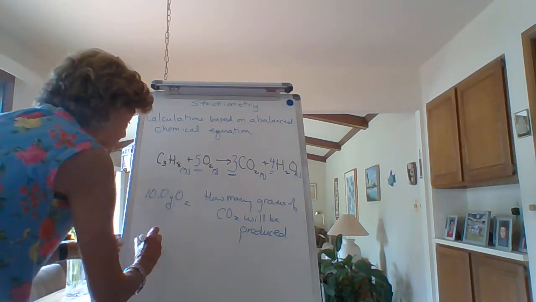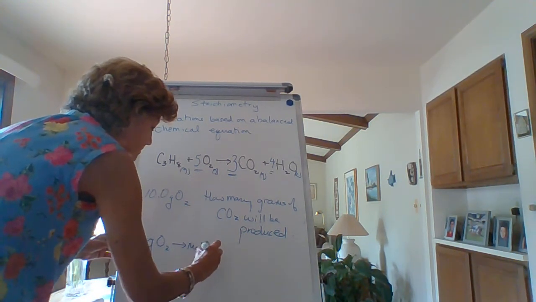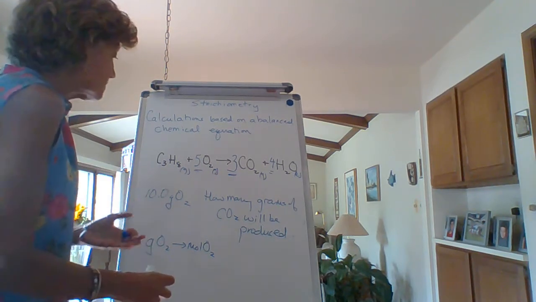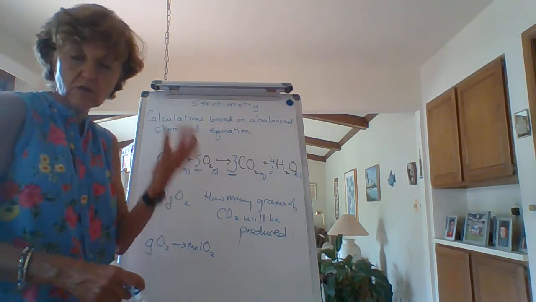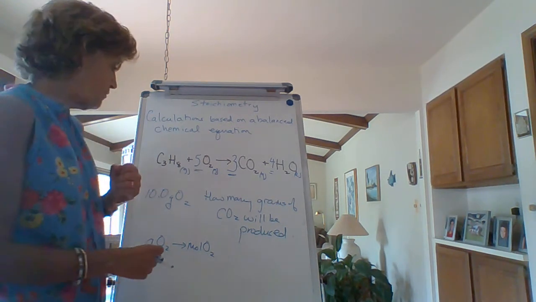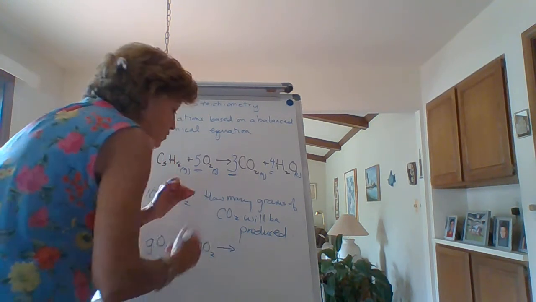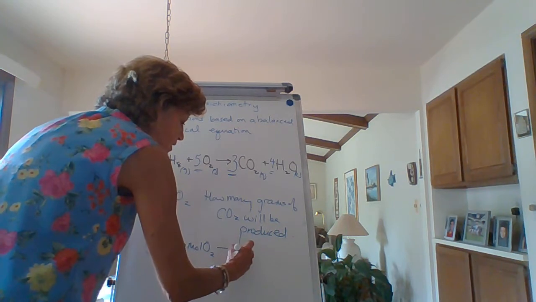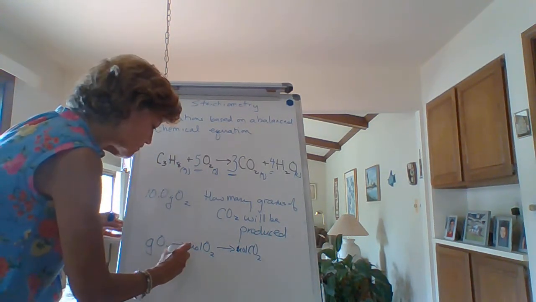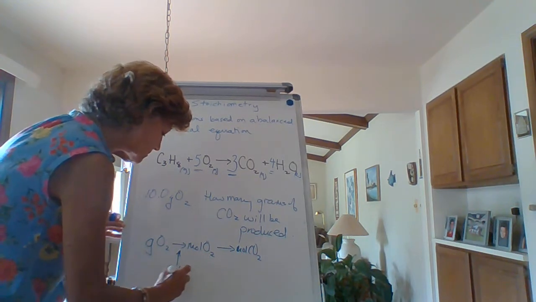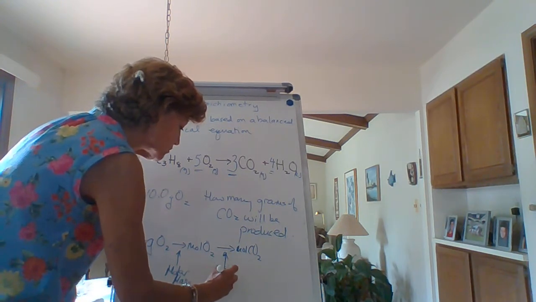All right, so let's see what our strategy is. We're going to go from grams of oxygen to moles of oxygen using molar mass. How do we get molar mass? Go to the periodic table, add up the masses of the 2 oxygens, you'll get the molar mass of 1 mole of O2. Once you have your moles of O2, you can then use your molar ratio to relate it to moles of CO2. So this conversion factor is going to be molar mass. This conversion factor is going to be molar ratio.